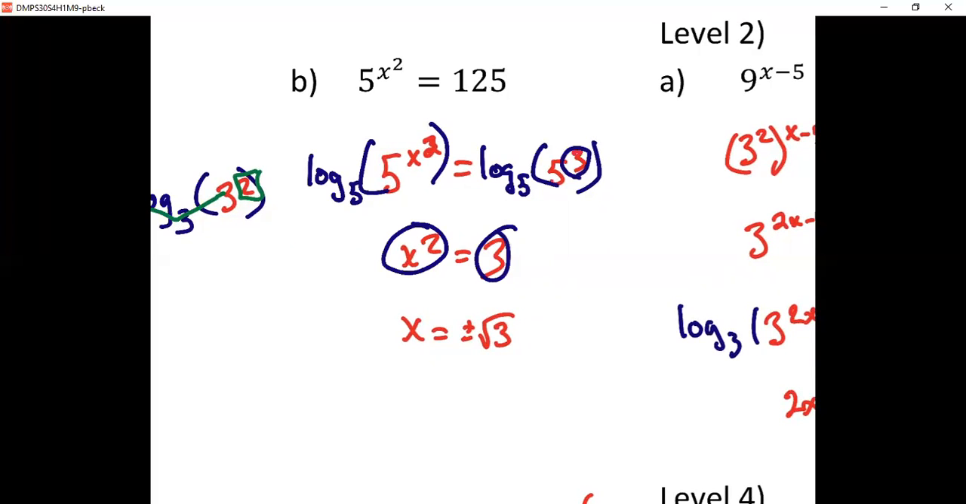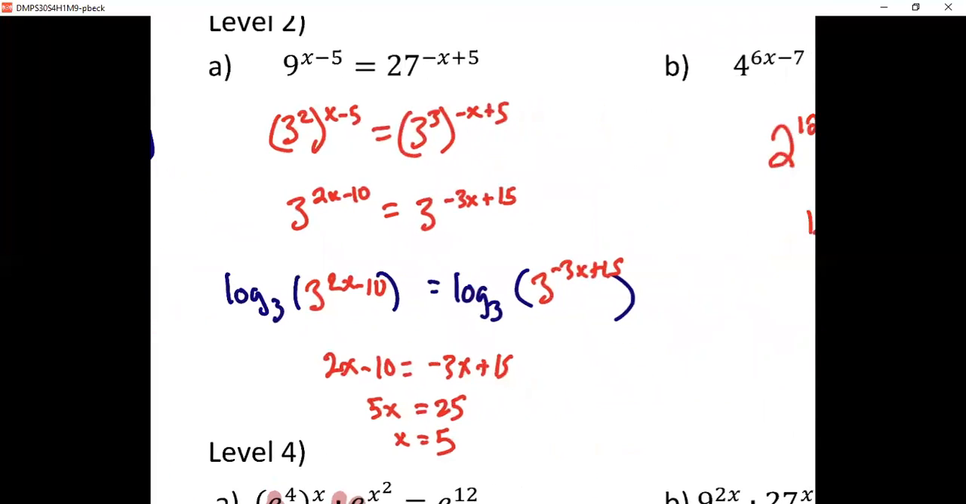Now we should check just to make sure that this works, and it should because the domain of every exponential function is all real numbers. Since the domain of this is an exponential, the domain is all reals. Therefore, any solution that comes out of this should actually work, and it does.